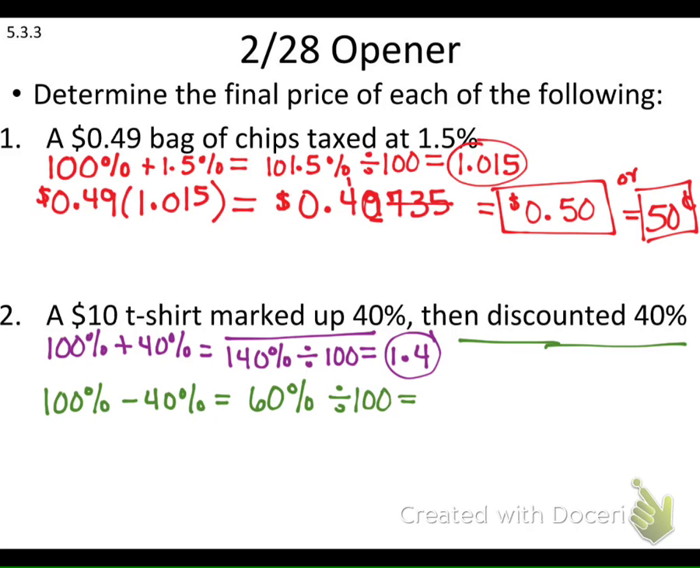So my second multiplier is 0.6. Now that I got both my multipliers, I'm ready to move on to the last step, which means I'm going to take the original amount of the shirt.